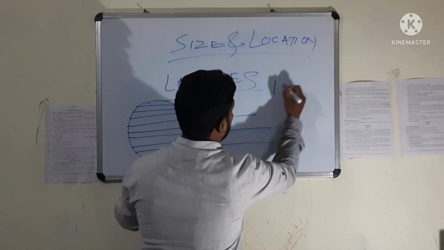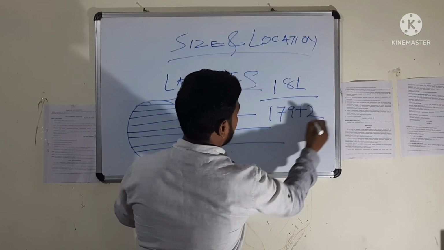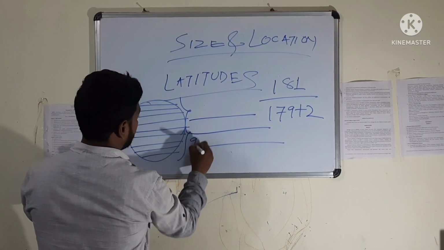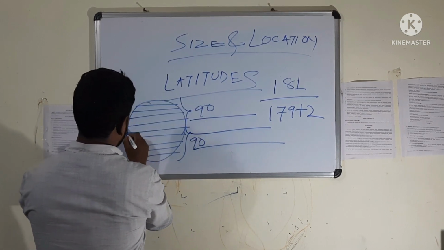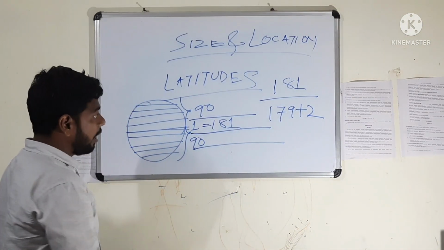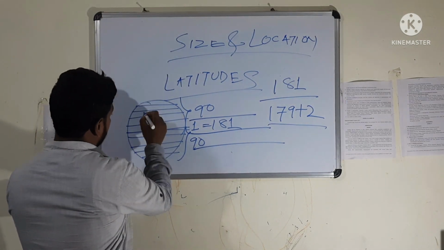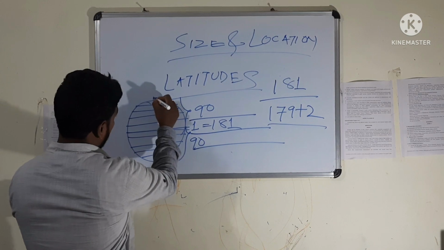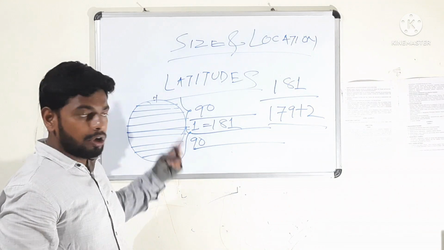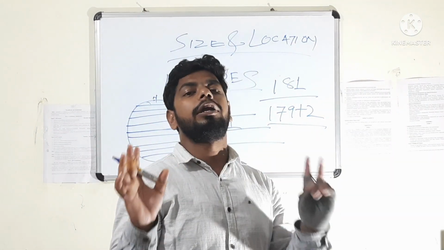And there are 181 latitudes. Often it is called 179 plus 2. It means that here 90 latitudes and here 90 latitudes, 90 plus 90, and the middle one is 1. In this way, the total number of latitudes is 181. Here I said 179 plus 2, it means that the North Pole and the South Pole are often called points. So if the question is how many latitudes are there, then the answer is 181 latitudes.